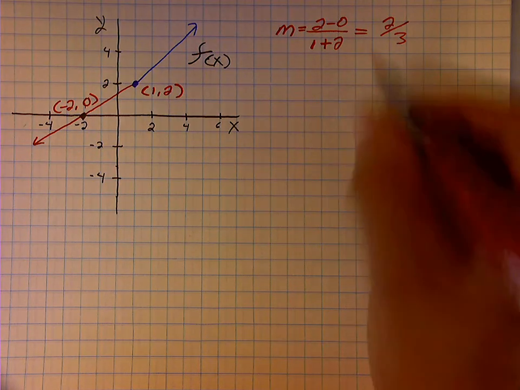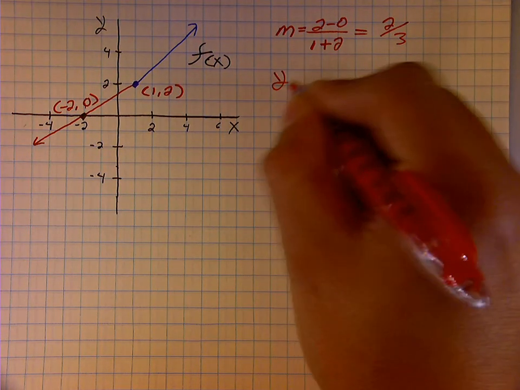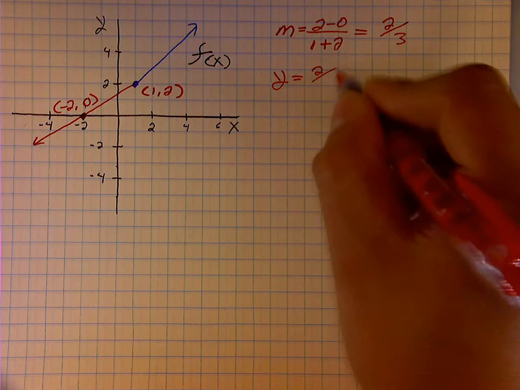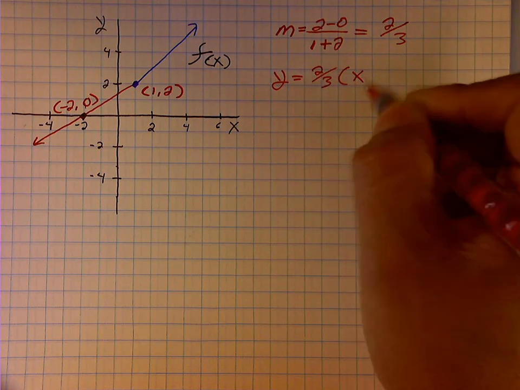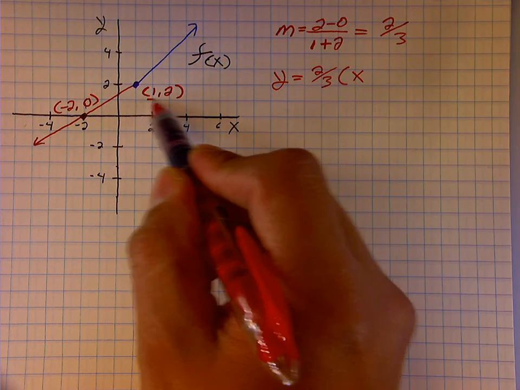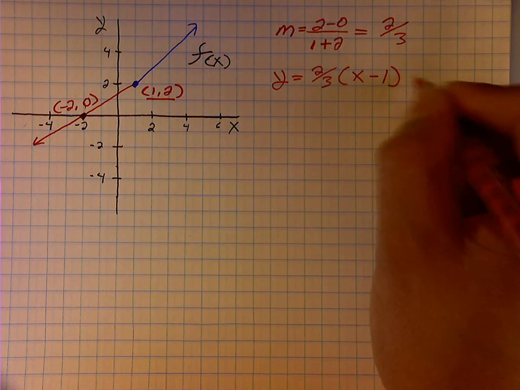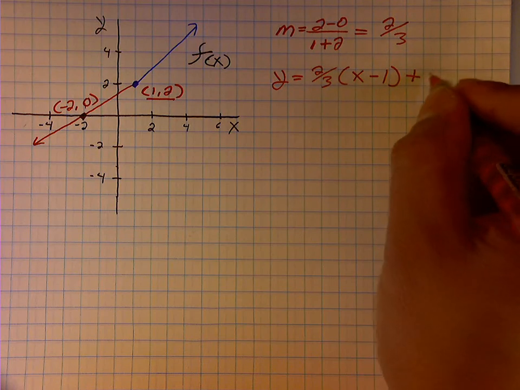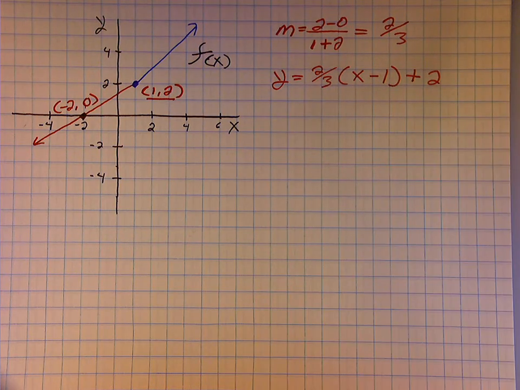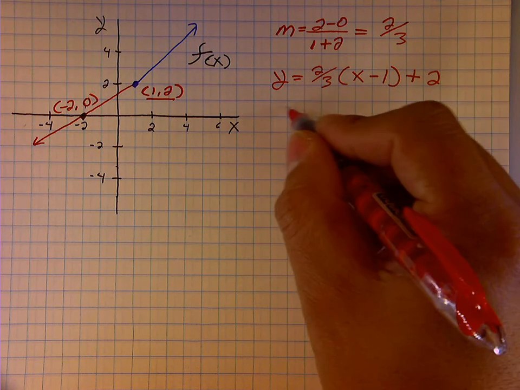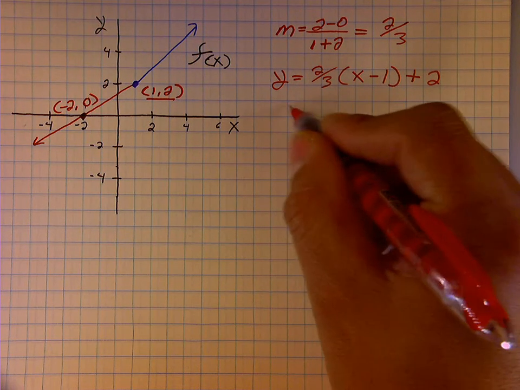Now I'm going to write that line in point slope form. The slope is 2/3. I can use either point I want to. I'm going to go ahead and use this point because the values are positive. So I subtract x1 and I add y1. This is the equation in point slope. If you want to, you can simplify this equation and put it into slope intercept. Now I'll go ahead and do that real quick.